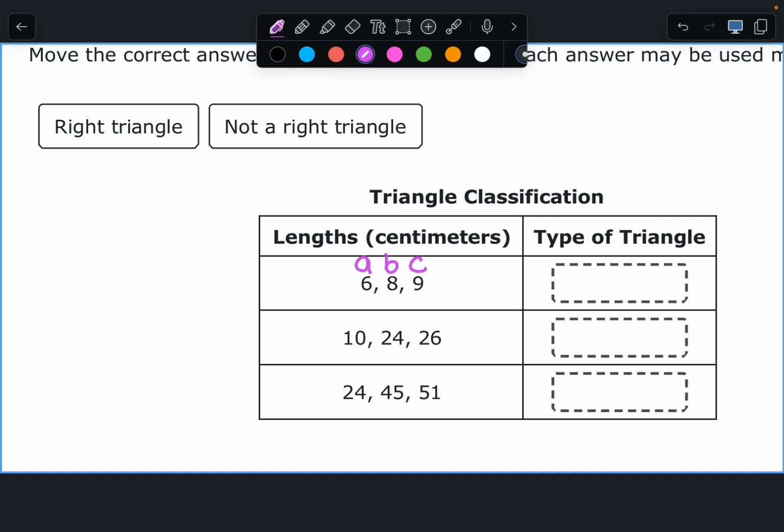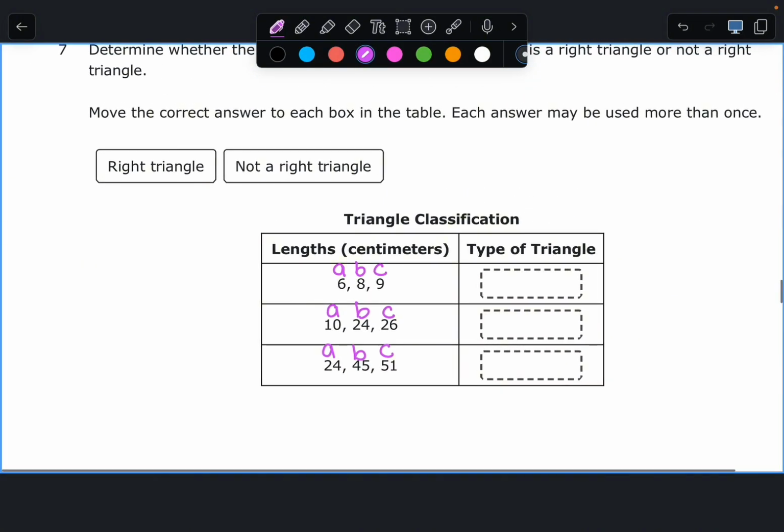What about the next one? C is which one? 26. Smallest is this one. So once again, A, B, C. What's the biggest number in the third set? C, 51. Okay. And this is the smallest, so A, B, C again. You're trying to figure out if they equal or if they don't equal.